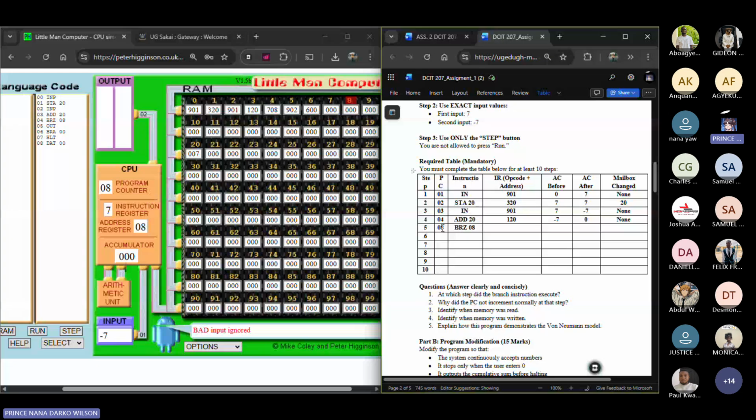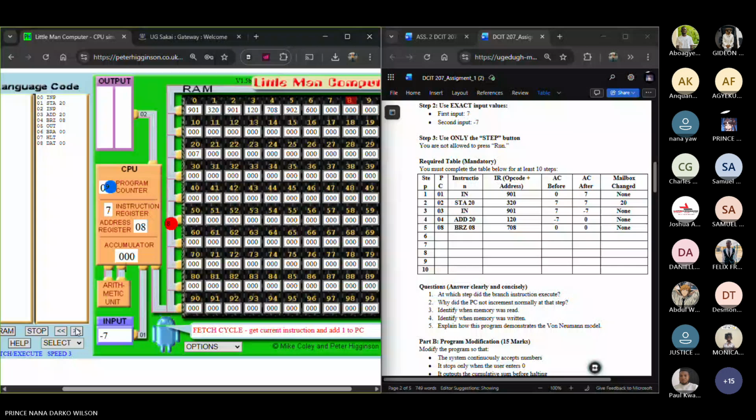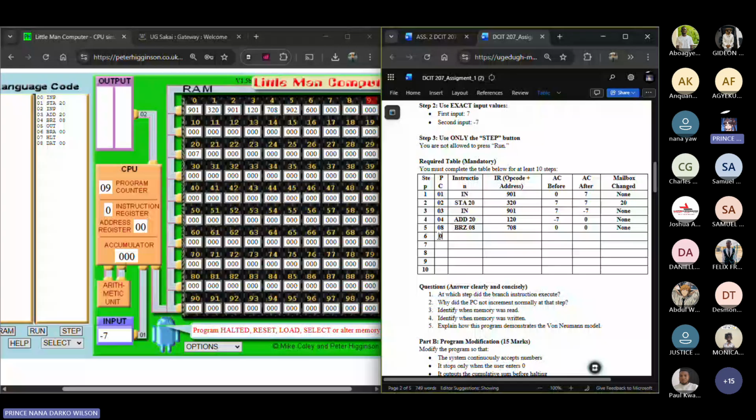If you continue the stepping, it says you step for 10 times and you observe what happened. If we step again, the program counter now continues from 8 to the next instruction, which is 9, which still holds nothing, 0, right? So when it goes to 9, the program counter has increased to 9. And then the instruction at 9, we don't know. So there is no instruction. You can say none. And then the opcode and the address at this point is 000. And the accumulator before was 0, after 0, and the memory address that changed was none.